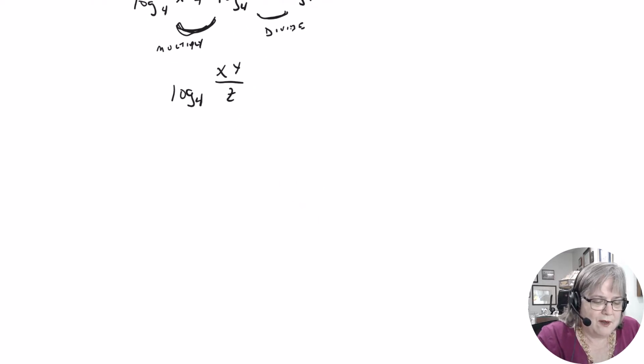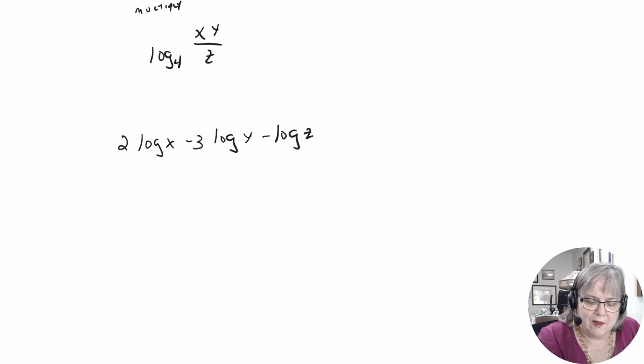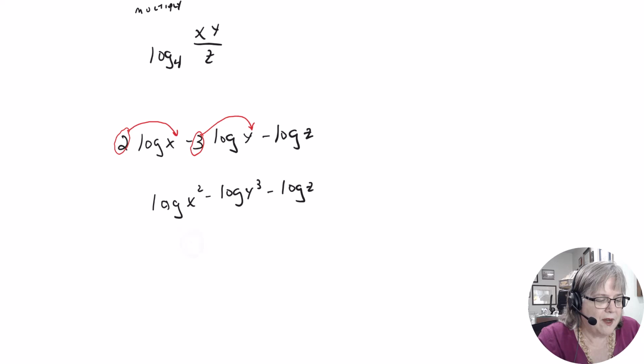All right, what if I have 2 log x minus 3 log y minus log z? Do you remember that these coefficients in the front were actually powers that had been pulled down at one time? So this pulls up like this, and you have log. This is actually understood to be base 10, but it's the same log of x squared minus log of y cubed minus log of z, right?